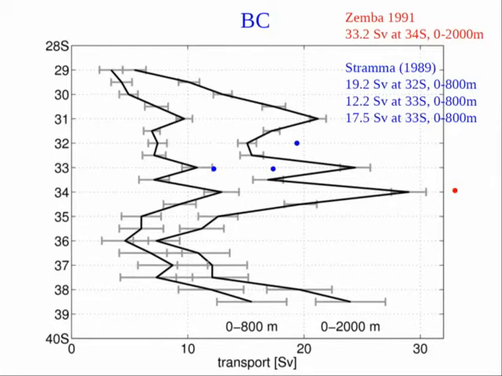And I actually think that the gradual increase could be realistic. Part of it has to do with this recirculation of the Benguela Current, where it flows back to the north and joins the Benguela Current again. And that's where you get the highest transport, where this return flow joins the actual Benguela Current flow.